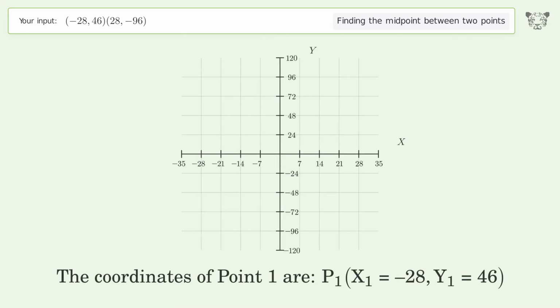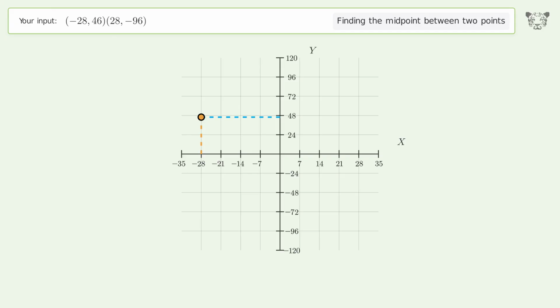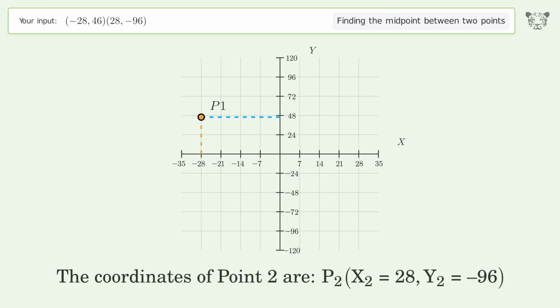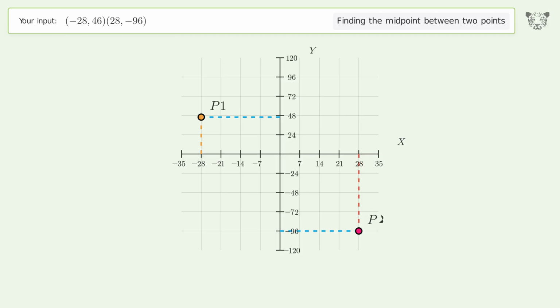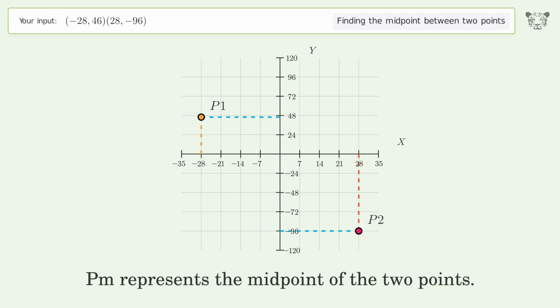The coordinates of point 1 are x1 equals -28, y1 equals 46. The coordinates of point 2 are x2 equals 28, y2 equals -96. PM represents the midpoint of the 2 points.